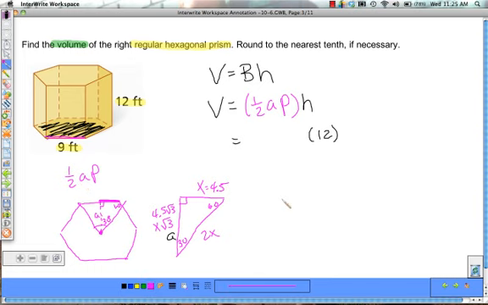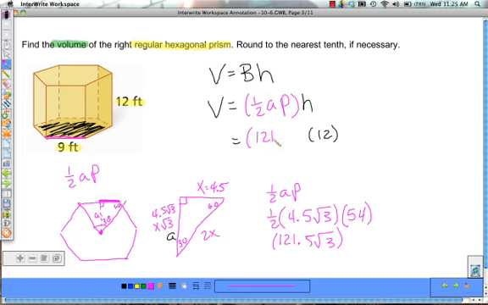So now we can substitute in, remembering to keep everything in exact terms. The perimeter, 6 sides, all 9 feet long, means our perimeter is 54 feet squared, or sorry, 54 feet. So when we simplify this, we have 121.5 square root of 3 square feet for the area. So we can now take that and substitute in up here.